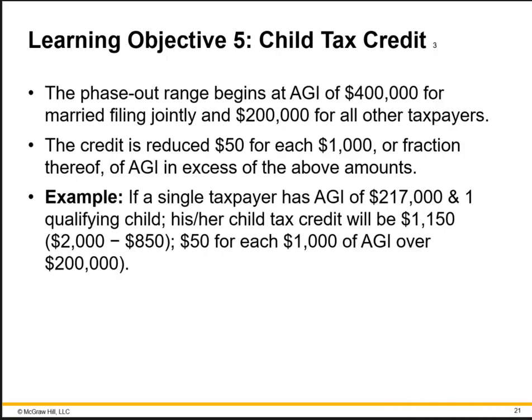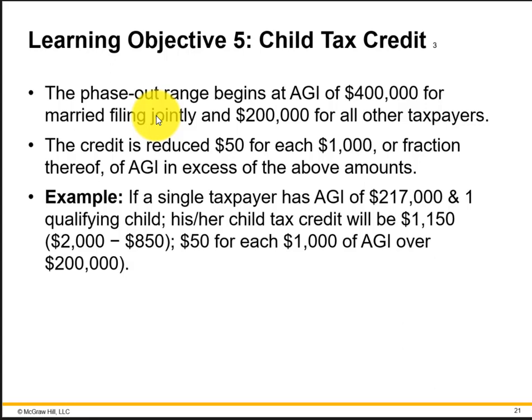So phase outs. This one phases out like many others, but the phase out works differently than any other. It begins at $400,000 for married filing jointly. That's pretty high. $200,000 for everyone else. It's reduced by $50 for each $1,000 or fraction thereof that our AGI goes above those amounts. So while the amount is a nice flat amount, nice round 200, 400, almost easy to remember, the fact that it's $50 for every 1,000 is somewhat complicated.